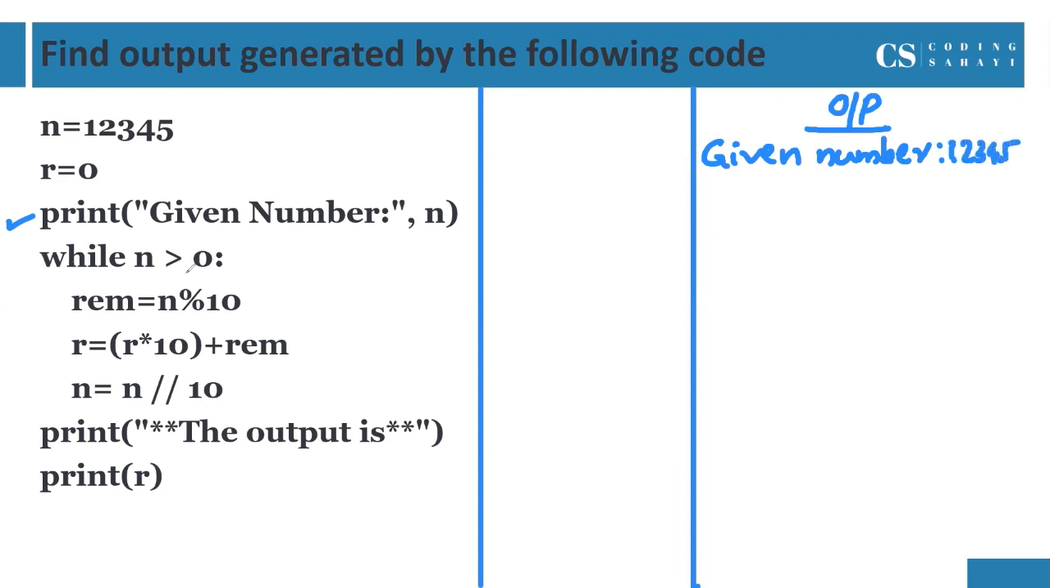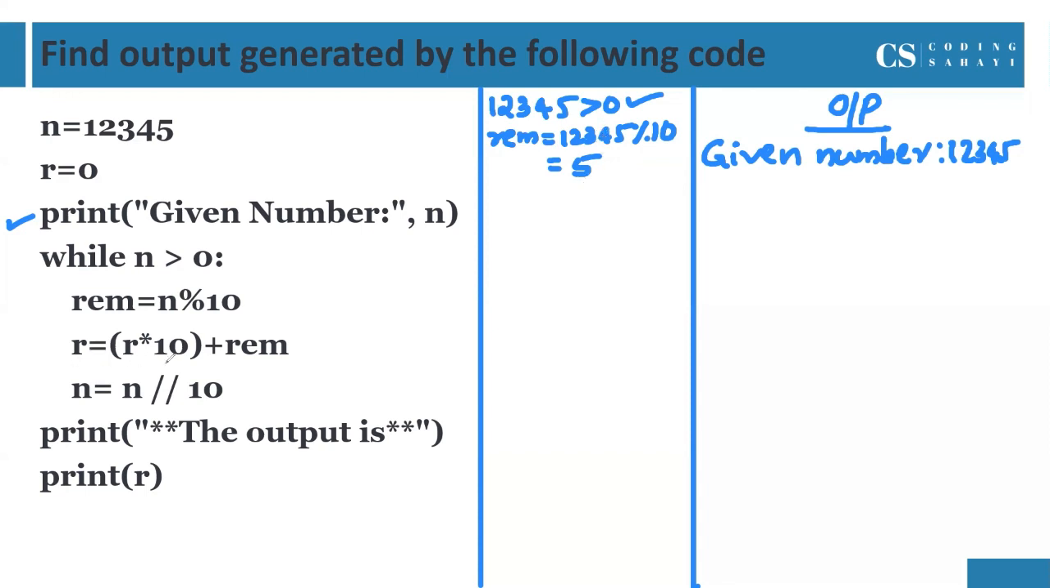After that it's coming to this line, while n greater than 0. It is 1, 2, 3, 4, 5, greater than 0. Is it satisfying? Yes. Coming to the next line, REM is equal to n modulo 10. 1, 2, 3, 4, 5 modulo 10, so you will get the answer as 5. If you are doing modulo operation with 10, then the unit place will be extracted.